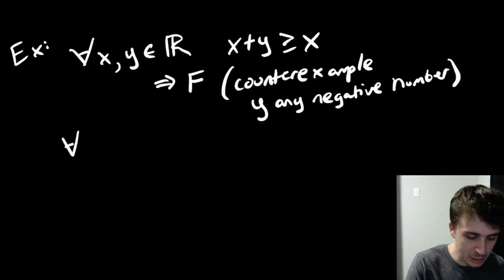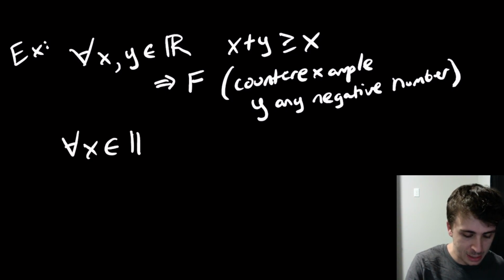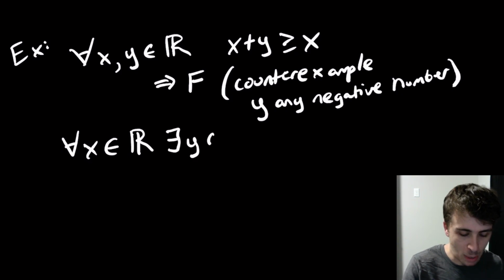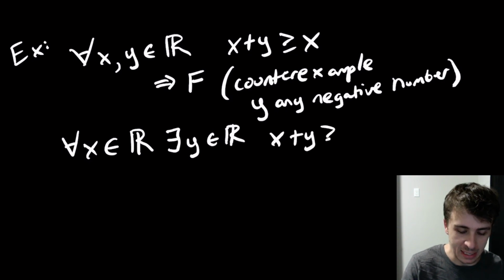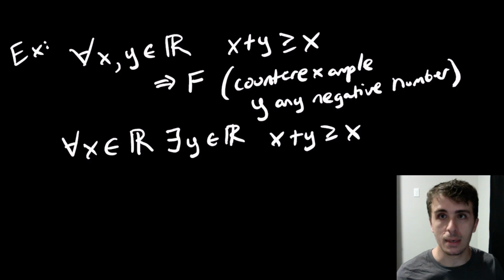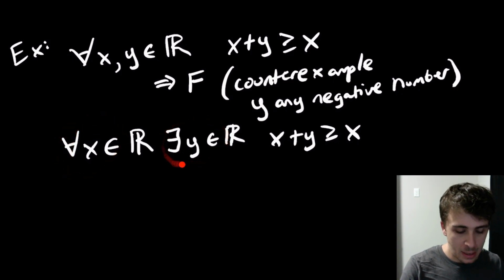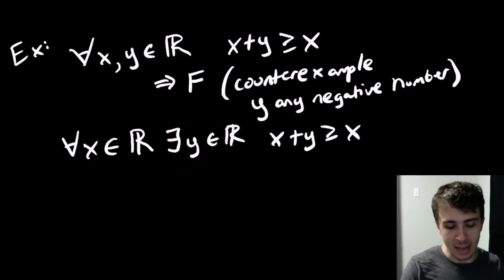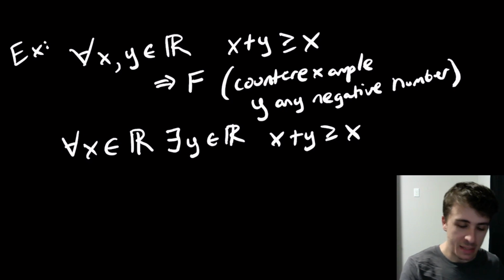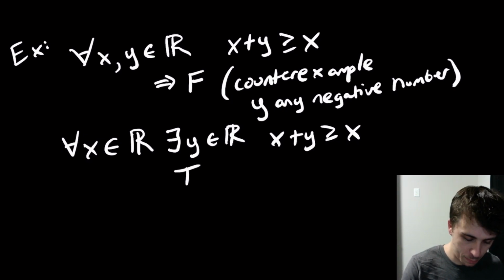Let's do a very similar one. So here I'm going to have for all x in the real numbers, and then now I'm going to have exists y in the real numbers, such that x plus y is at least x. So this is saying no matter what value of x I pick, there is some y that I can pick such that x plus y is at least x. So this one is true.